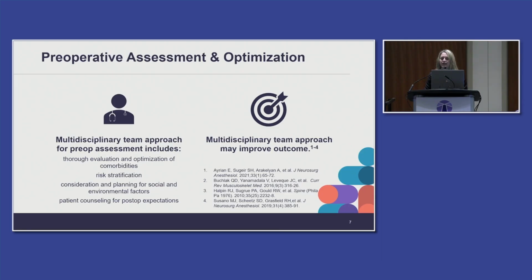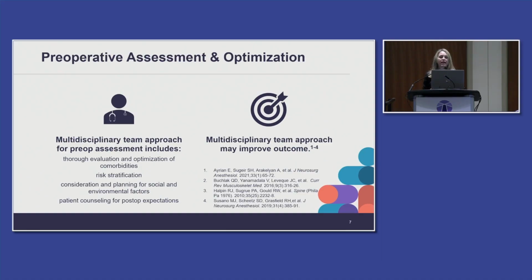Most complex spine surgeries are elective, and so they do allow time for preoperative assessment. And here a multidisciplinary team approach is critical. It allows for thorough evaluation and optimization of comorbidities. It provides for risk stratification. This is important not only for true informed consent with the patient and discussion with their families, but also the surgeon, it provides information to the surgeon.